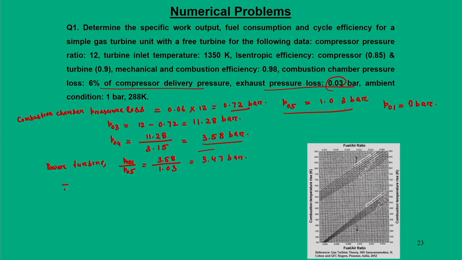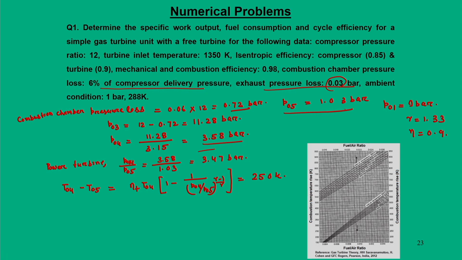Then we can write that T04 minus T05 for the power turbine as the efficiency of this power turbine into T04 into 1 minus 1 by P04 by P05 to the power gamma minus 1 by gamma. Here gamma is 1.33. Okay, efficiency is 0.9. So all these numbers we know. This will give you T04 minus T05 as 250 Kelvin.